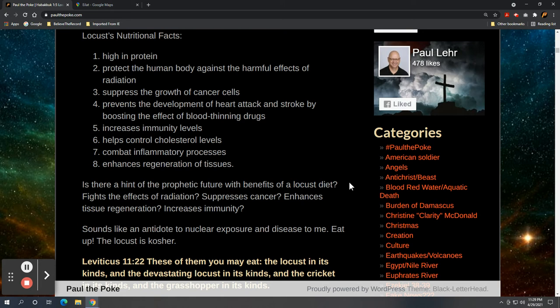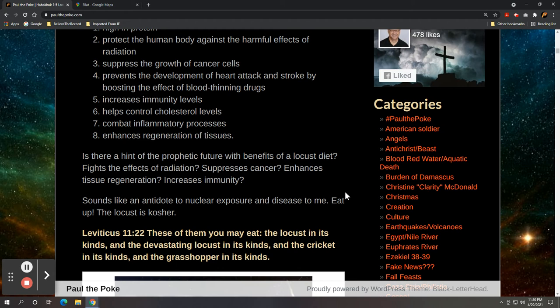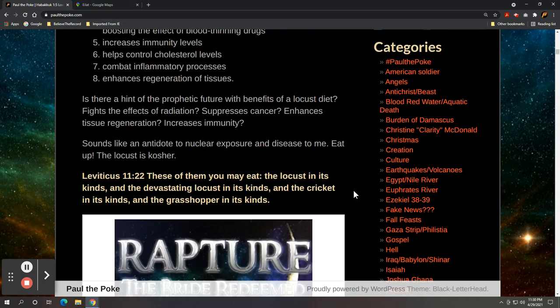Fight the effects of radiation, suppress cancer, healing, tissue generation, increases immunity. We've been looking at this all wrong. We need to stop popping pills. Eat some locusts. So, sounds like an antidote to nuclear exposure and disease to me, just my opinion. So, eat up. Eat the locust. And by the way, it's kosher. Leviticus 11, verse 22: These of them you may eat, the locust and its kinds, and the devastating locust and its kinds, and the cricket and its kinds, and the grasshopper and its kinds. So these things are kosher. They're ceremonially clean.